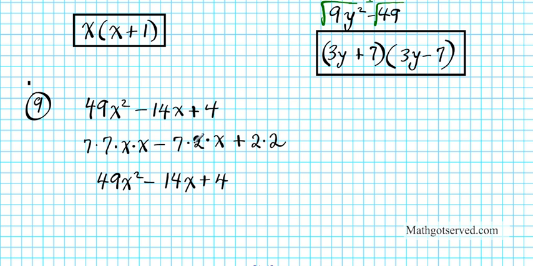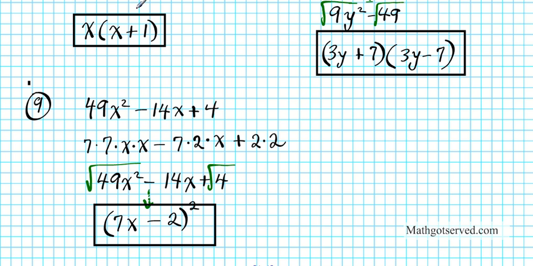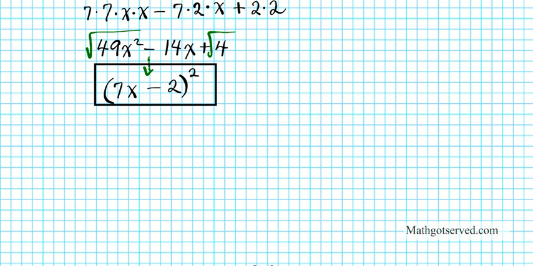Alright, so let's factor this. Using the perfect square trinomial trick, you take the square root of the first term and the last term, and then you bring down the middle sign, okay? So the factored form of this will be 7x, because the square root of 49 is 7 and the square root of x squared is x, minus the square root of 4, which is 2, the whole thing quantity squared. Alright, so there goes the factored form of a perfect square trinomial. Okay, let's try one more example, and that'll be that.